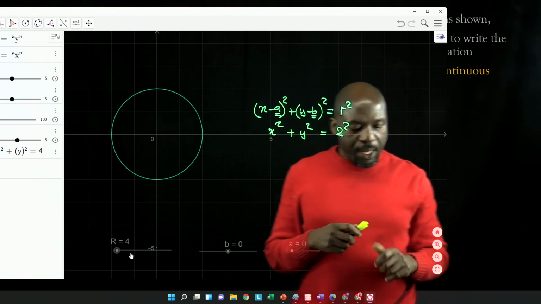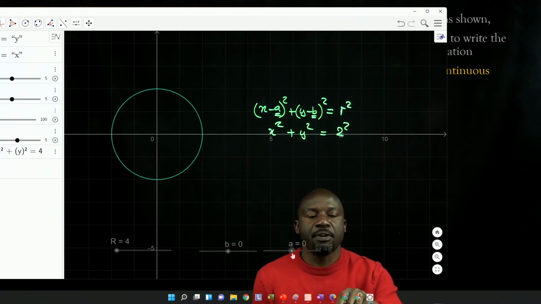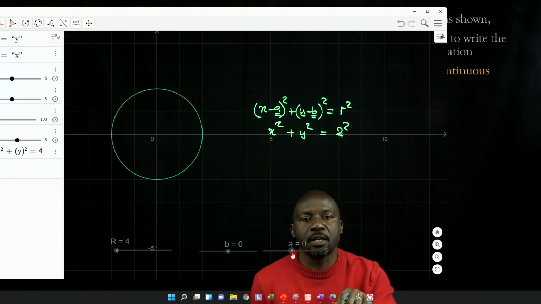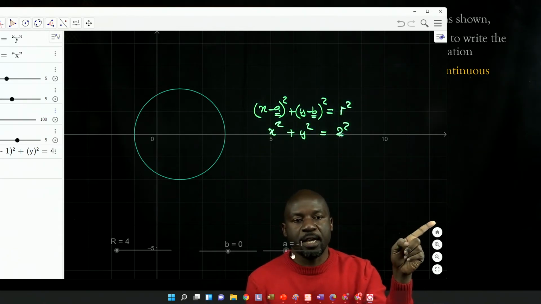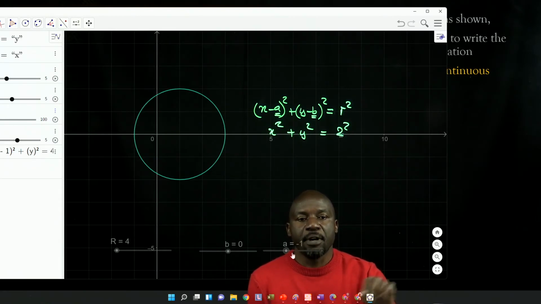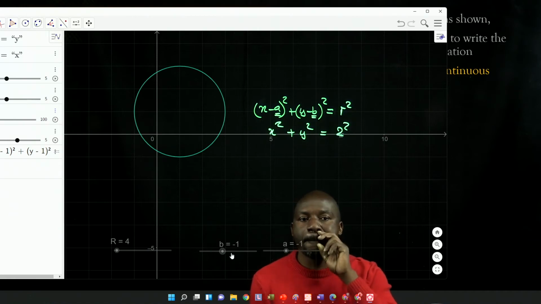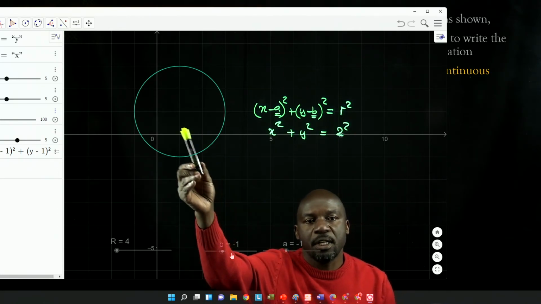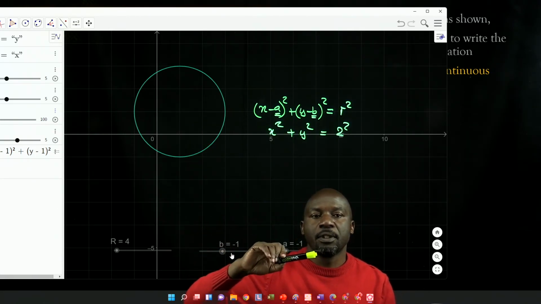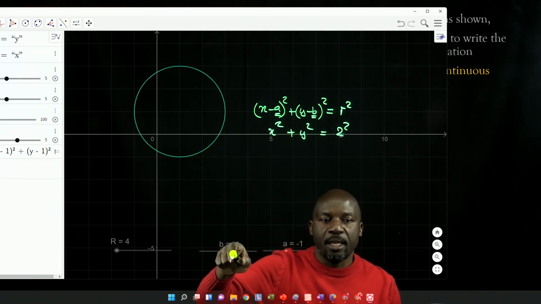What happens if I move A, if I make A negative? If I make A -1, look at what happens to the circle. The circle moves in this direction 1 step. Similarly, if I make B -1, the circle moves up. Now if you look at the center of the circle carefully, you should notice it is at the point (1, 1). So the coordinates of the center of this circle have moved to (1, 1) when A and B are both -1.